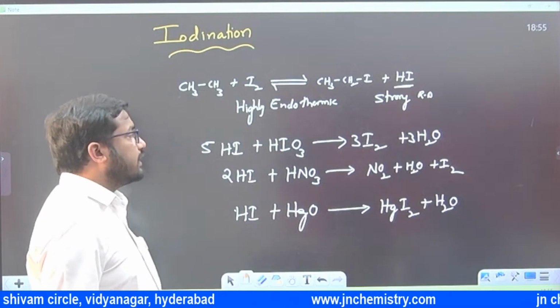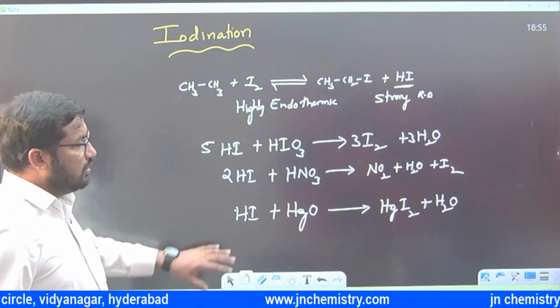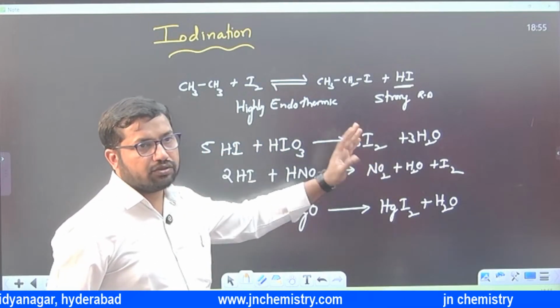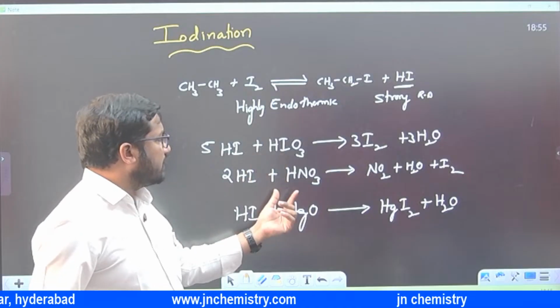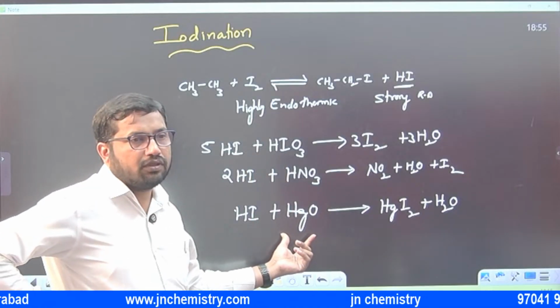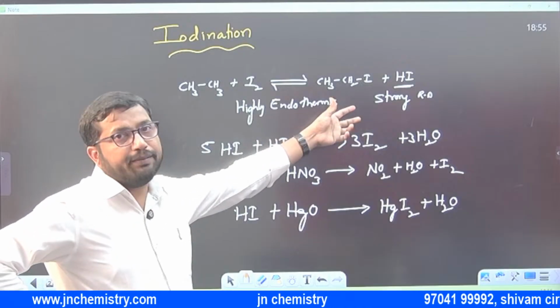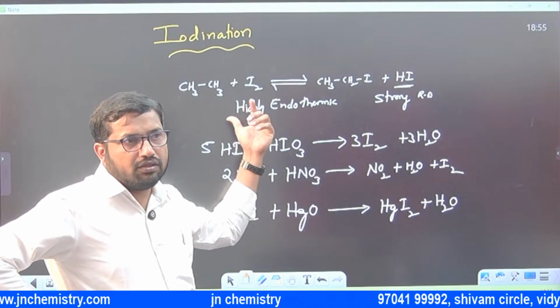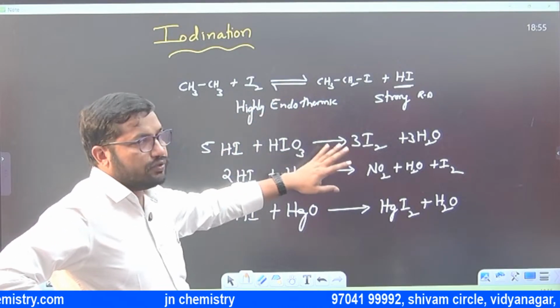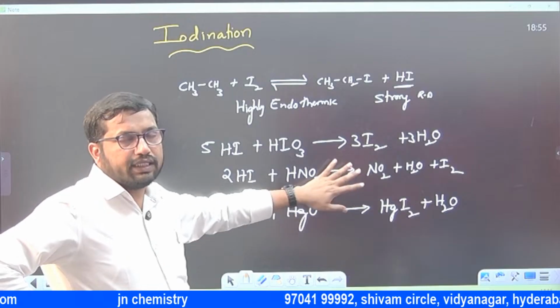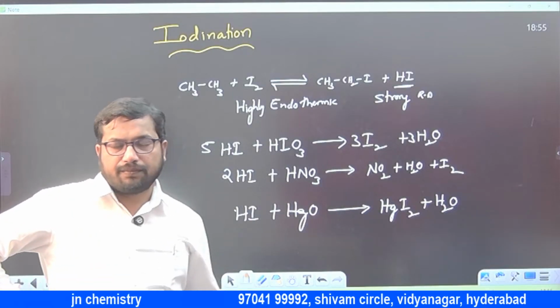Actually, these products are not needed. So why are we using HIO3, HNO3, HgO? Whatever HI is forming, to prevent the backward reaction, we have to use these oxidizing agents. Write it down.